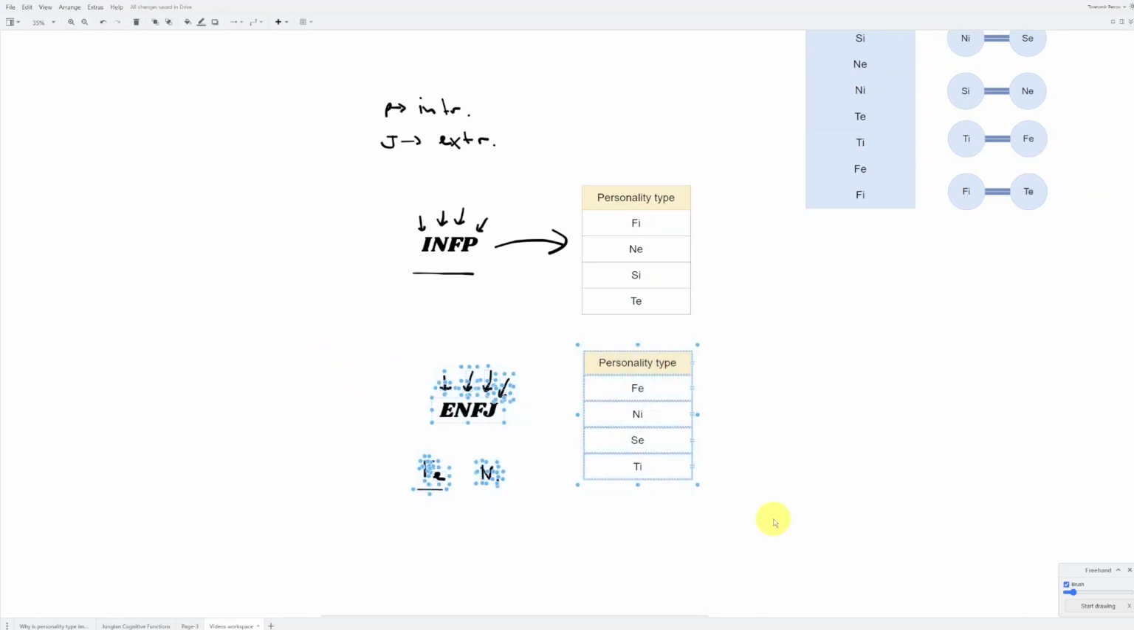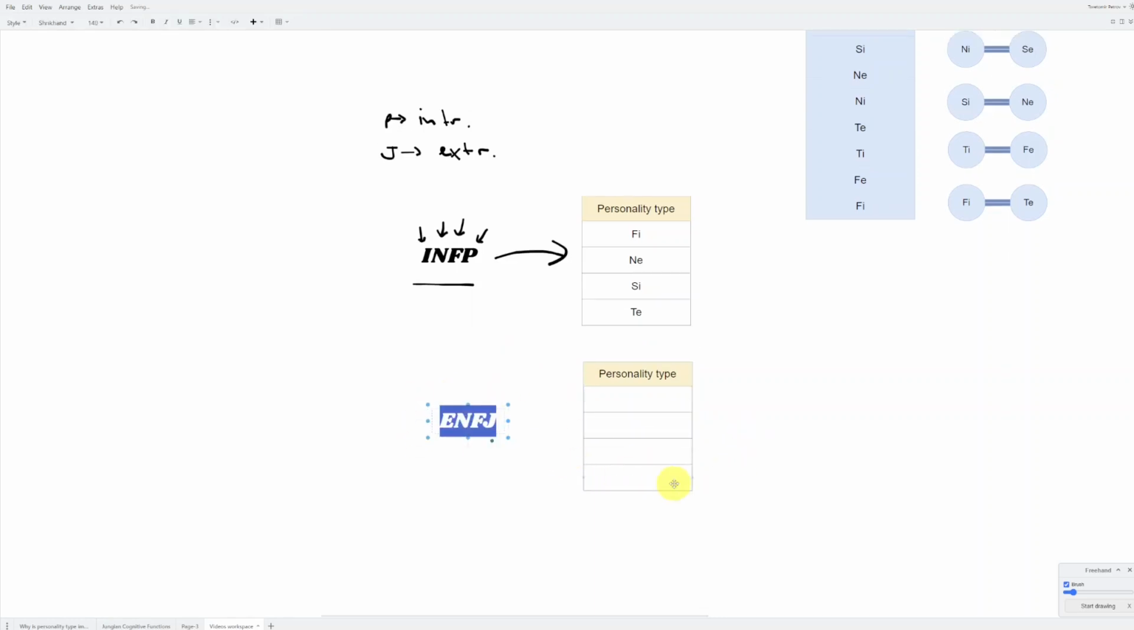Okay, and let's do two more just to make sure the rule is clear. So we'll just delete those things here. Not the whole thing, just the values. And now let's do a thinker type. So let's do thinking, let's say introverted, and then ISTJ. So what do we do for the ISTJ?